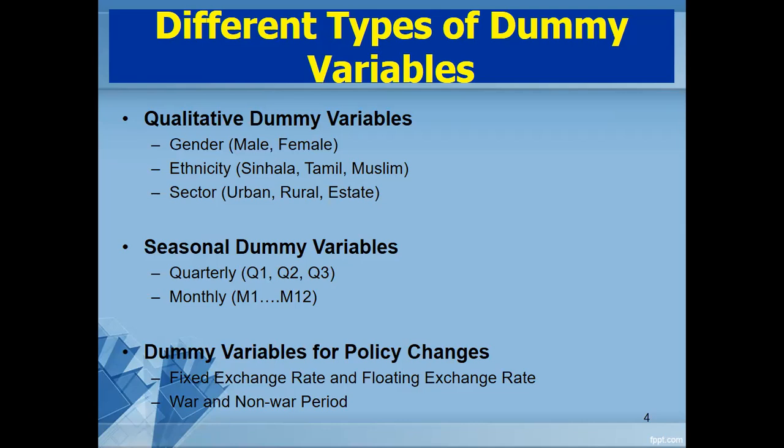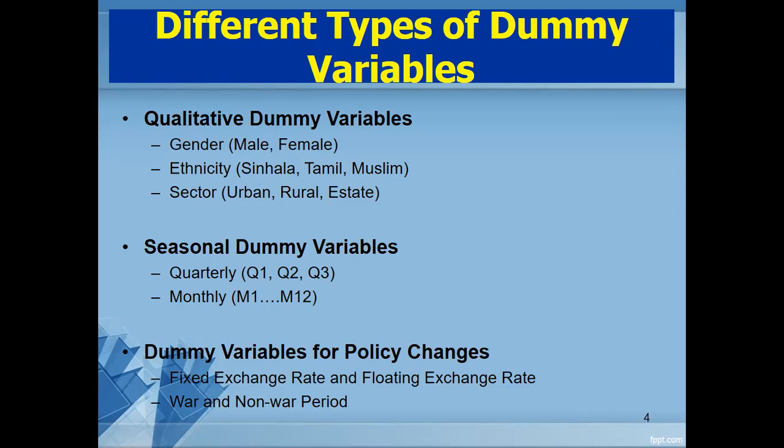If you take gender, gender is a qualitative or categorical variable which has two categories, male and female. Again, ethnicity is a qualitative or categorical variable which has three categories, or maybe even more: Sinhala, Tamil, Muslim, maybe Burgher, Malay, and some other ethnicities as well. Sectors, in the context of Sri Lanka, we have urban, rural, and estate sector. If you take education levels, maybe we have primary, secondary, and tertiary.